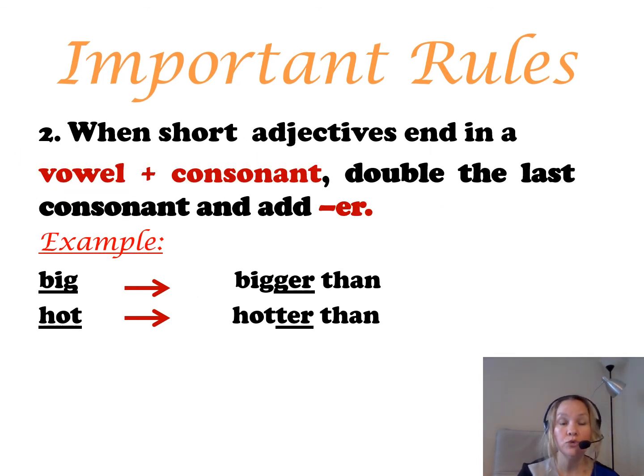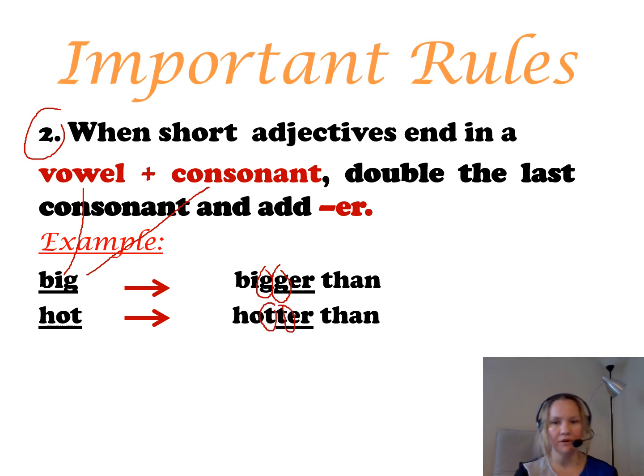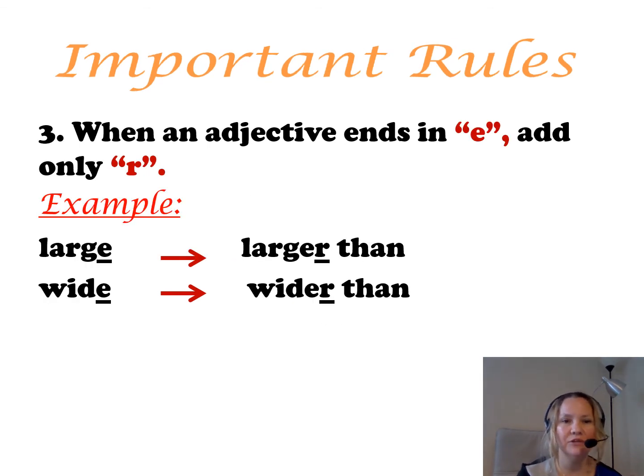And the number 2 rule is when the short adjective ends in a vowel and a consonant, we have to double the last consonant with ER. So if you have a look at big, this is the vowel and G is the consonant. So big becomes bigger. So we have to double the G. And hot becomes hotter. So T will be doubled up as well. Perfect.